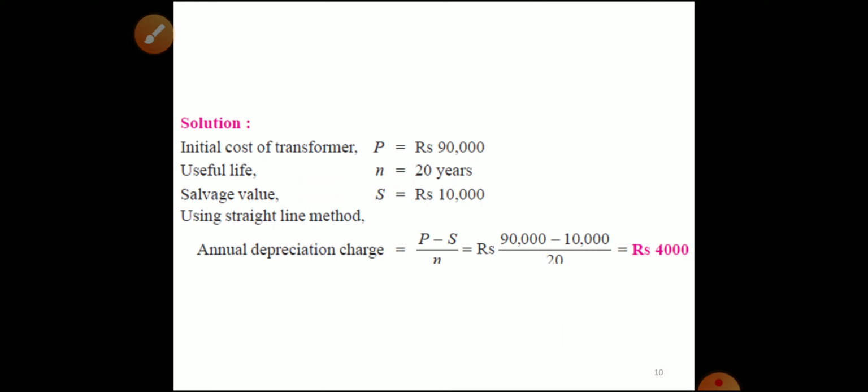It means 4,000 rupees we have to keep aside per year, so that for 20 years we can accumulate 20 into 4,000. How much? It will be 80,000. And the salvage value, the scrap value, is 10,000. So that at the end of 20 years we can accumulate 90,000, so that we can replace the existing transformer with a new transformer. Okay. That is the concept of depreciation charges.